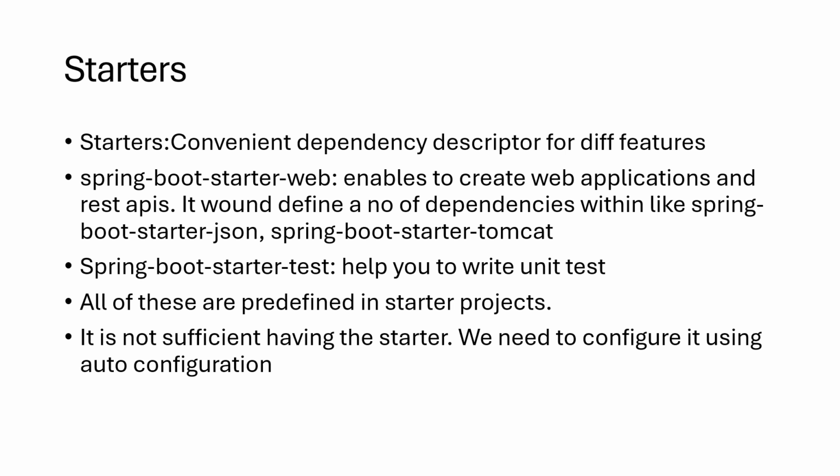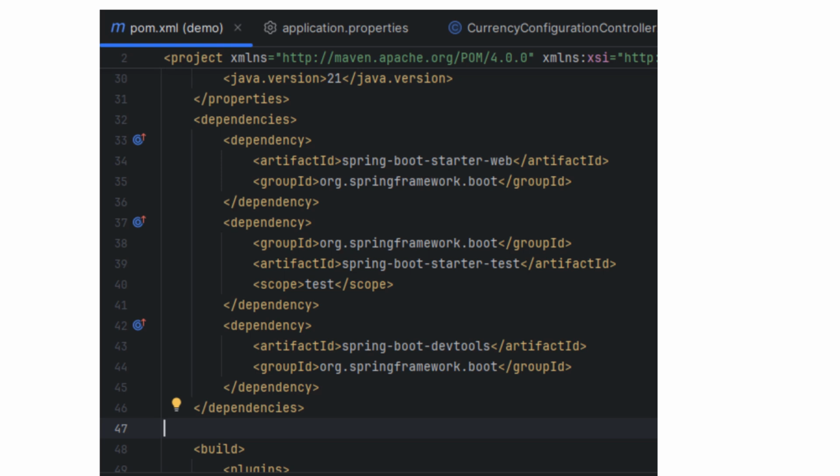It is not sufficient to have the starter; we need to configure it using auto configuration. Here, in the pom.xml file, you can see some dependencies like Spring Boot Starter Web and Spring Boot Starter Test. Those who saw part 1 of Spring Boot will understand that we have already created a simple Spring Boot project with the help of Spring Initializer.